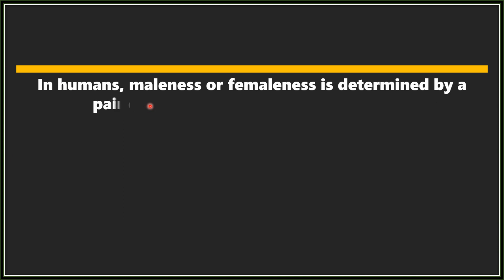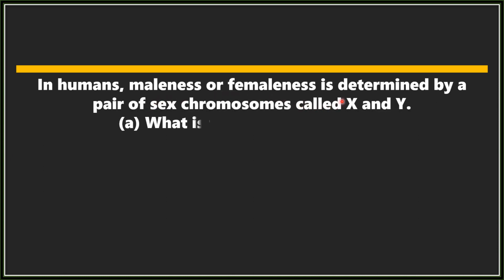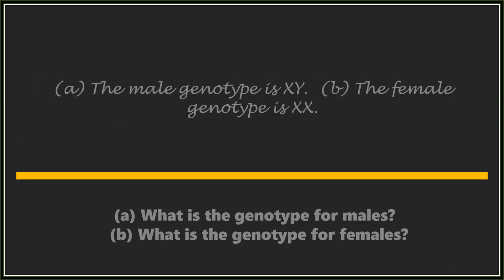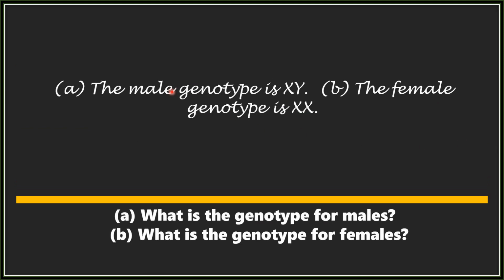In humans, maleness or femaleness is determined by a pair of sex chromosomes called X and Y. What is the genotype for males? What is the genotype for females? The male genotype is XY. The female genotype is XX.